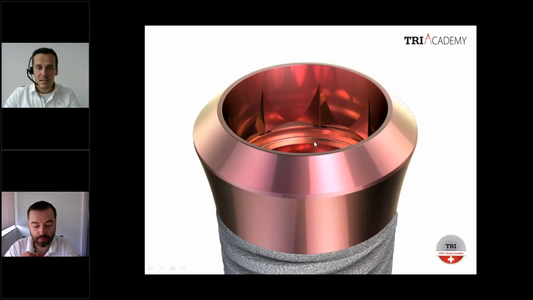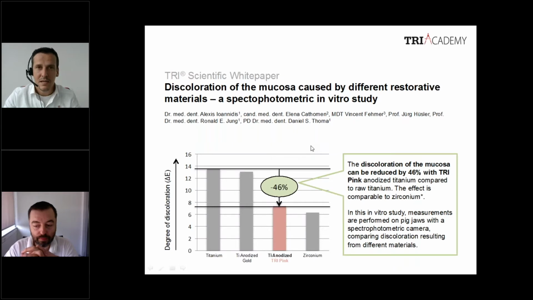So here you can see a picture of our unique tissue level implant. You can already see here the pink color of this tissue level implant, and this has a very big aesthetical aspect. I would like to show you a scientific study we made with the university in Zurich a couple of years ago to show the discoloration of tissue with different colors of material underneath the tissue.